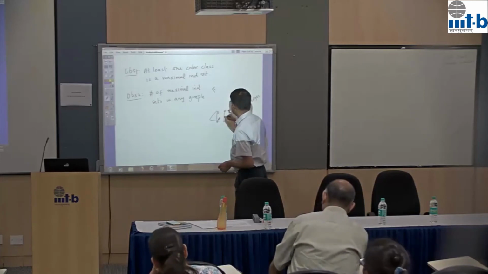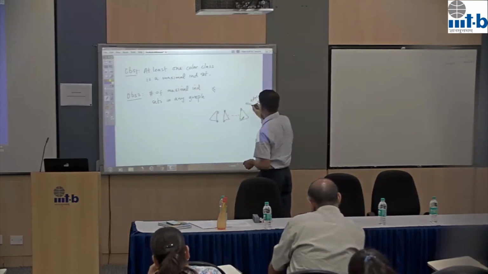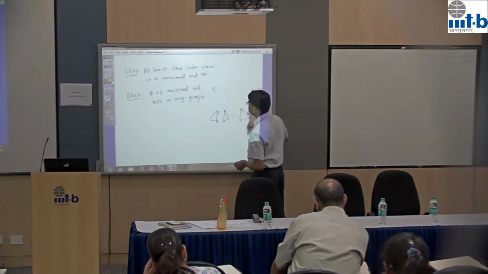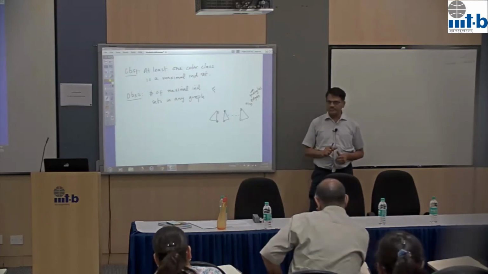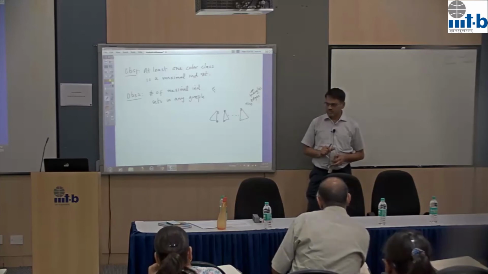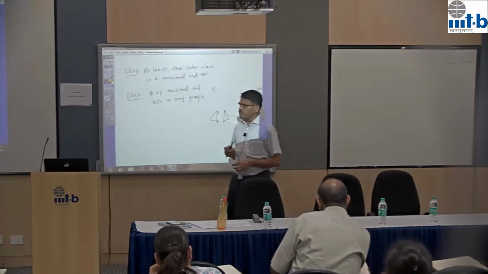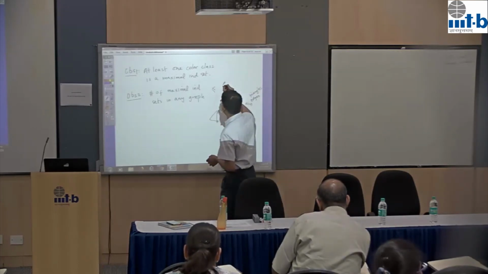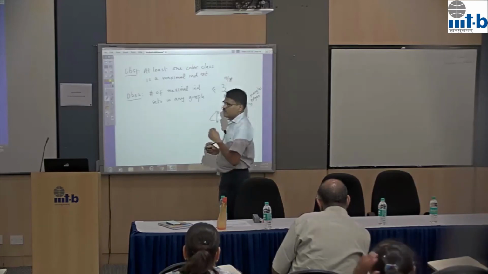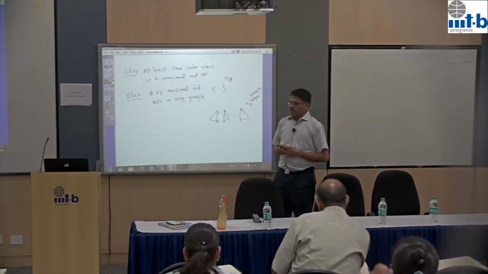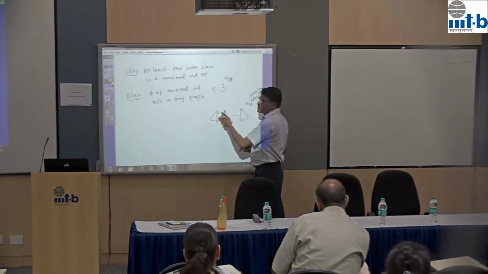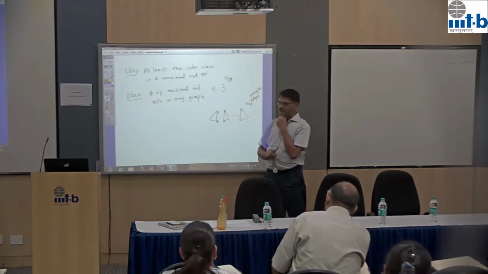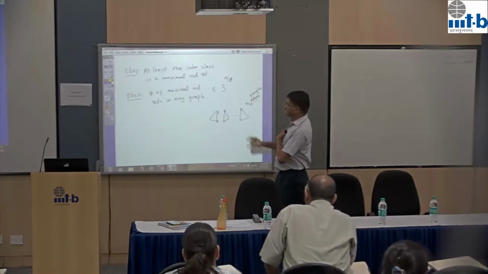Suppose each one is a triangle. N by 3 triangles. How many maximal independent sets are there? 3 power n by 3. Right? Turns out that is the maximum you can get. In any graph, because you can make it like a 4 clique and then see that the number will actually go down. So in any graph, the number of maximal independent sets is at most 3 power n by 3.